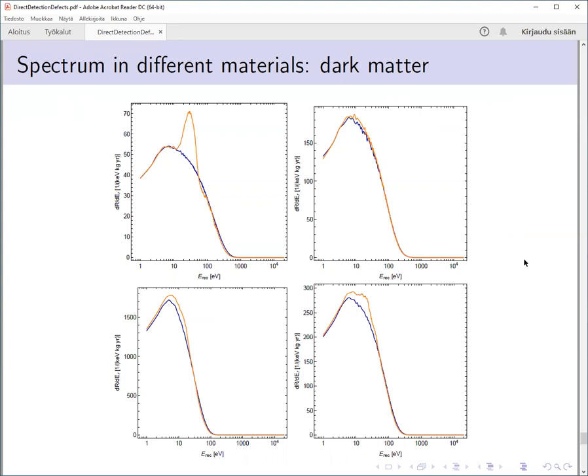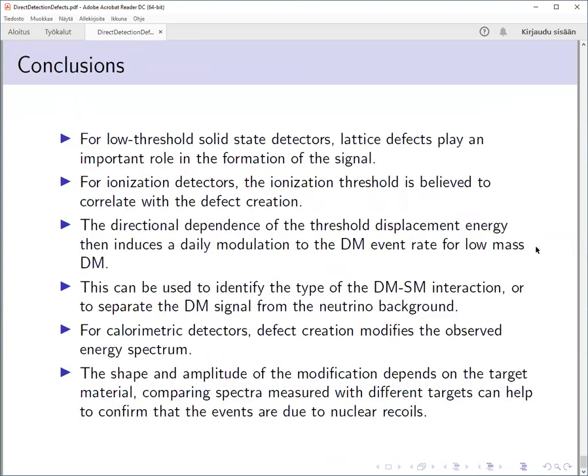But perhaps more interestingly, since this depends so much on the material, you can use experiments with different materials to confirm that the events indeed are from nuclear recoils, because then in the different materials from the same source, you should see very different spectrum, because the spectrum in diamond is modulated a lot compared to, for example, the spectrum in sapphire. And then I come to my conclusions.